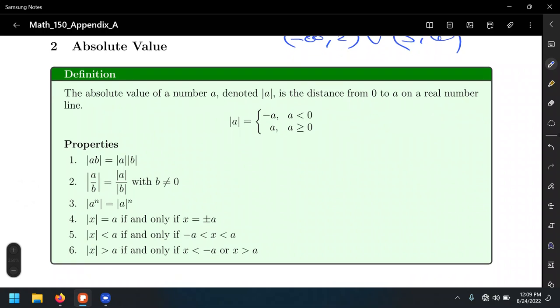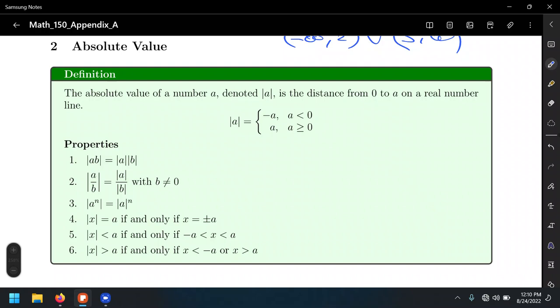In terms of the definition, the absolute value of A is denoted with bars. These bars denote the distance from zero to the value of A. We have a condition here: for values less than zero, for negative values, the absolute value is negative A, and positive for positive values. This idea is used when solving quadratic equations, when deriving the square root property. There are a lot of implications behind and uses of this.